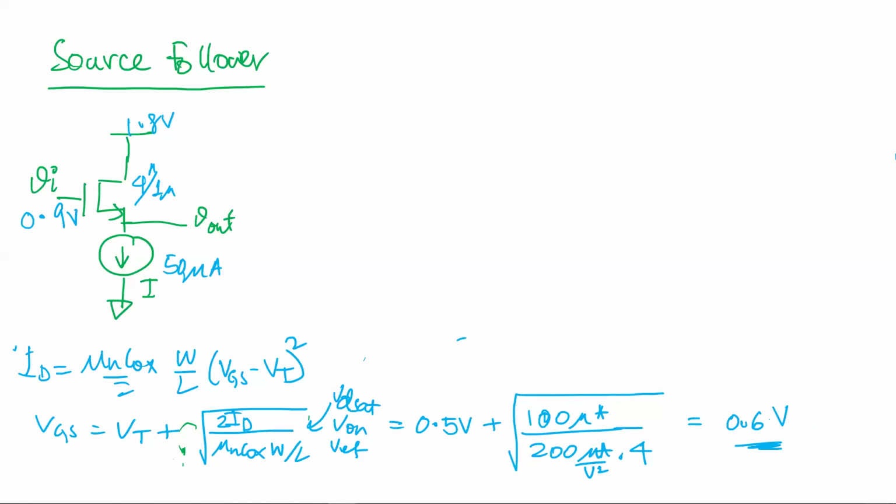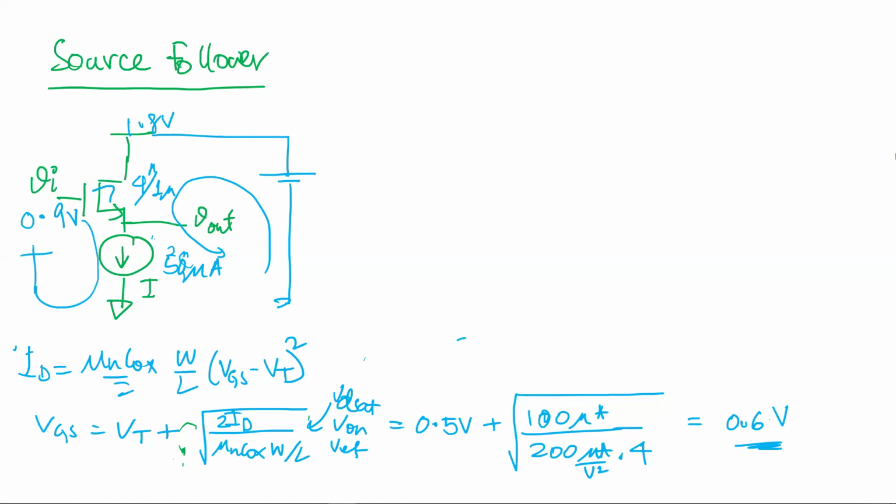Say NMOS. Just if you're getting confused, just plug in the values and do a KVL. You just put a KVL around this loop. So initially, this is 1.8. So 1.8 minus VDS, oh, actually, sorry, we are doing VGS, so you put a KVL around this loop.